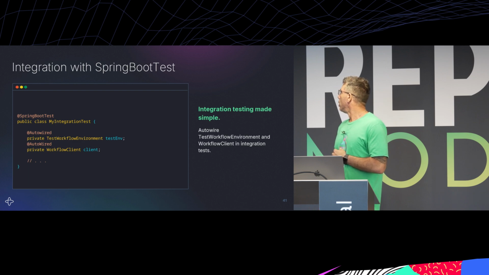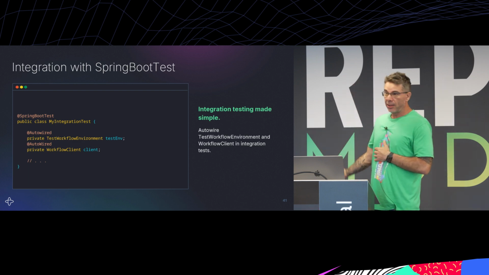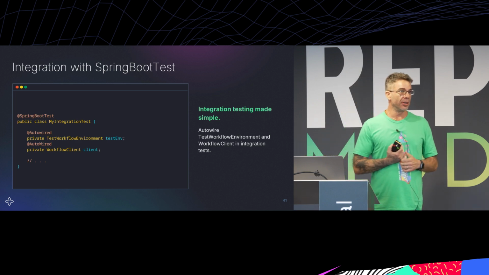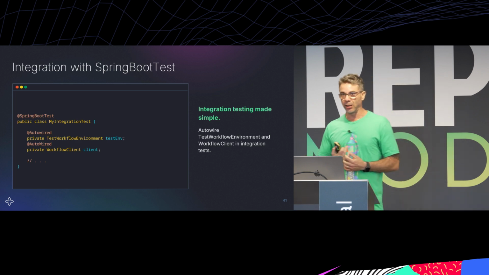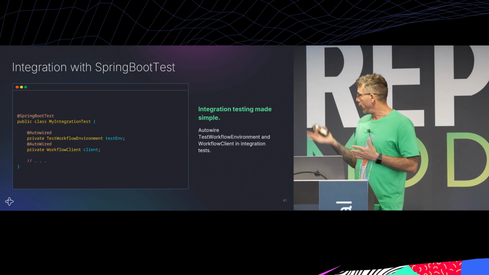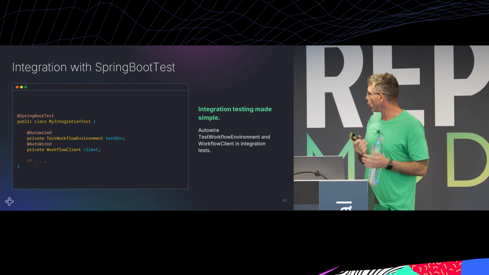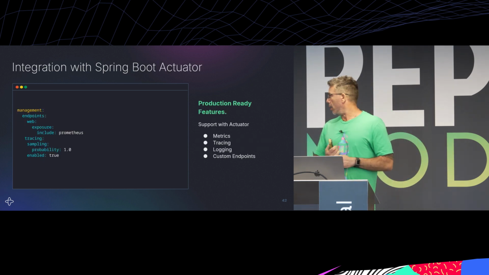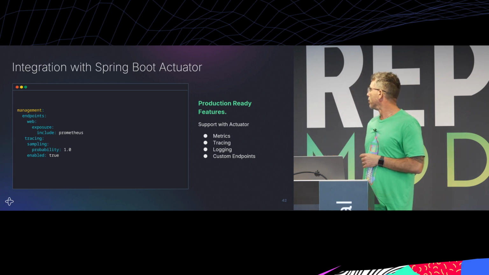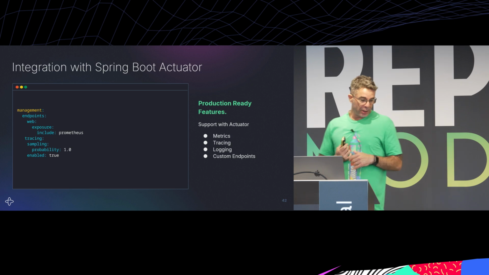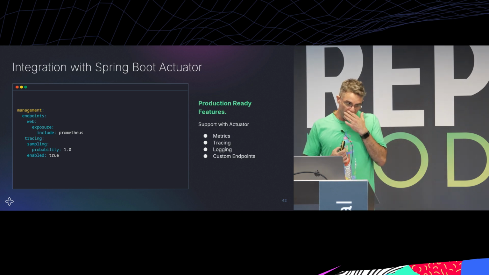Now, testing. We know Spring Boot has Spring Boot Test, which allows you to do integration testing before you start deploying your applications in production. The Temporal Spring Boot Starter also integrates with that, where you can now auto-wire or bring in the whole test workflow environment without having to define it. So that is really cool there.